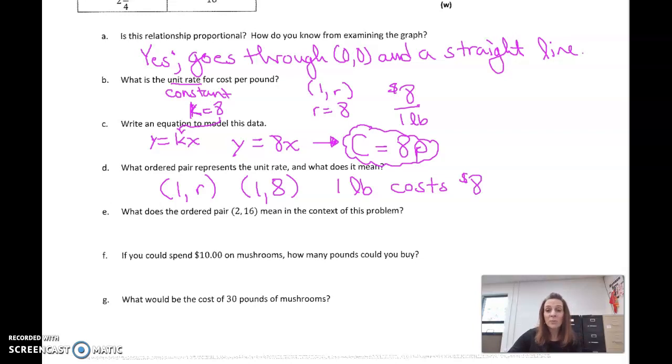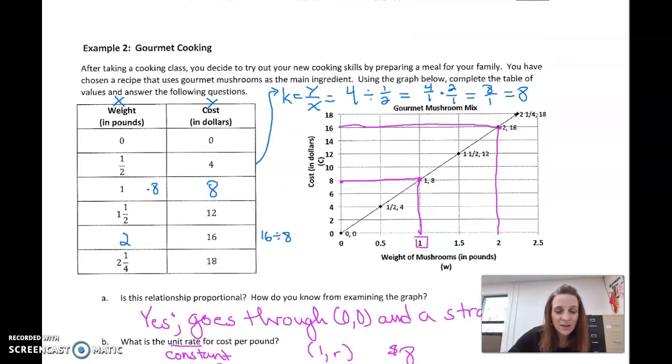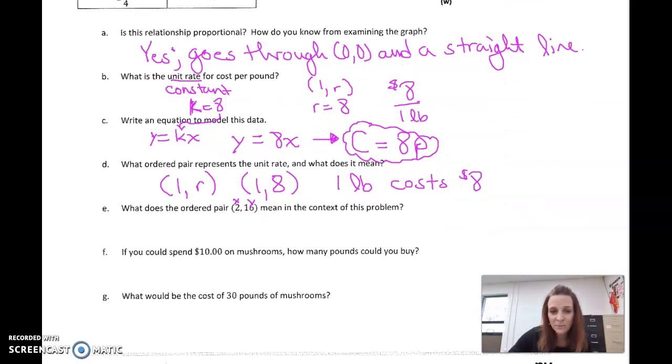Okay? What does the ordered pair (2, 16) mean? This is the x, this is the y. X is our weight, Y is our cost. So 2 pounds cost $16.